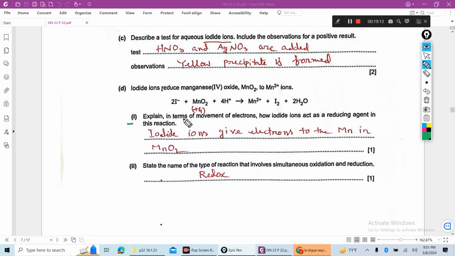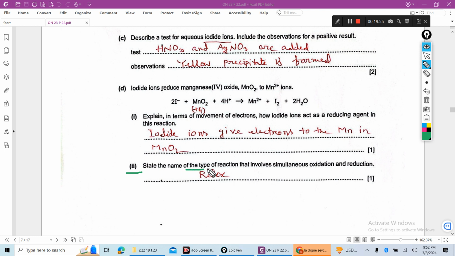Now you are asked to explain in terms of movement of electrons how iodide ions act as a reducing agent in this reaction. A reducing agent reduces another substance but itself is oxidized, meaning reducing agents lose electrons. So iodide ions give electrons to the manganese in manganese 4 oxide. So iodide ions lose electrons, and that's why they work as a reducing agent.